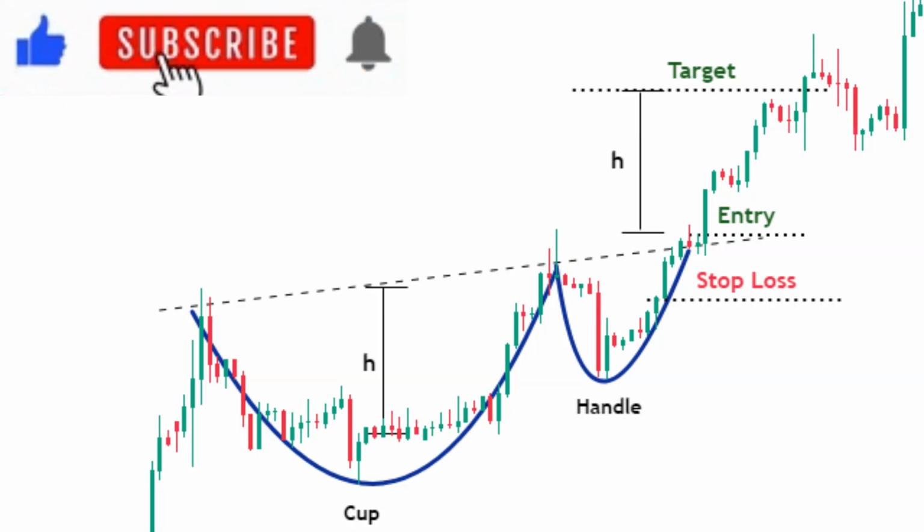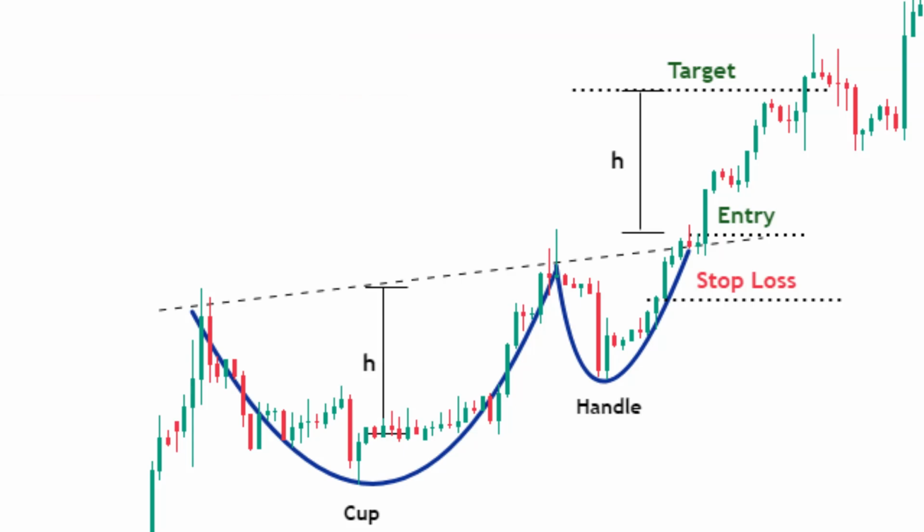The target is calculated by measuring the depth of the cup. We take the distance between the top and the bottom and add it to the breakout level. This gives us the theoretical price target. Look at the chart, it lines up perfectly here. So, entry is here, stop is here, and the target is up there. This way, we can trade the pattern both safely and in a well-planned manner.